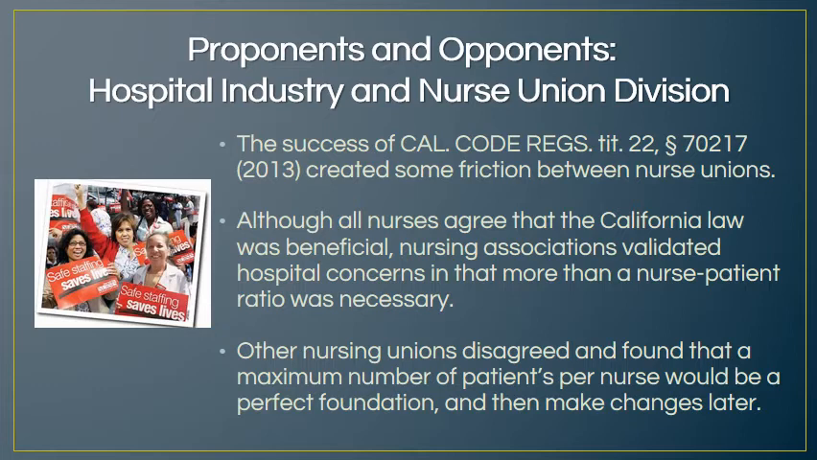The American Nurse Association substantiated hospital concerns to the effect that more than a nurse-patient ratio would be necessary to tackle this issue entirely. Alternatively, other nurse groups tout the success of the California law and hold that a mandated ratio provides a clear maximum number of patients a nurse can treat at one time, creating a floor or foundation, if you will, with which to build upon.